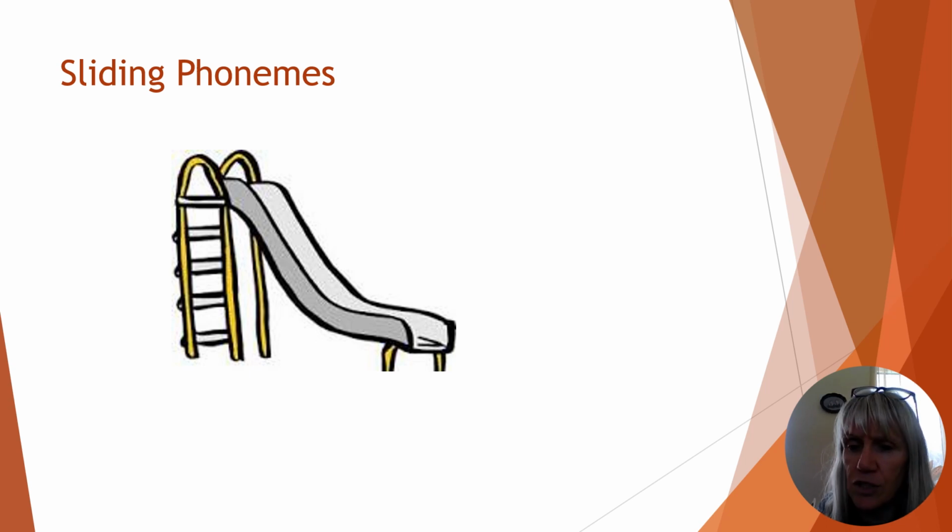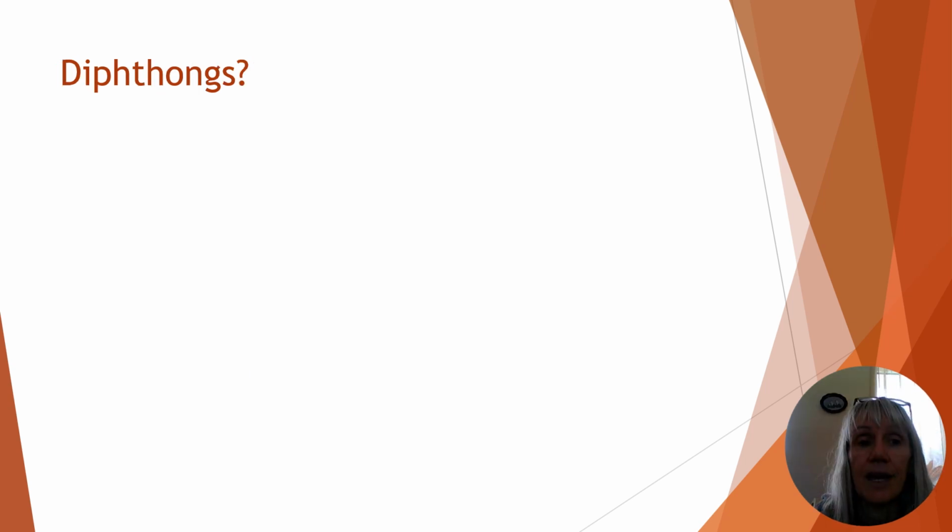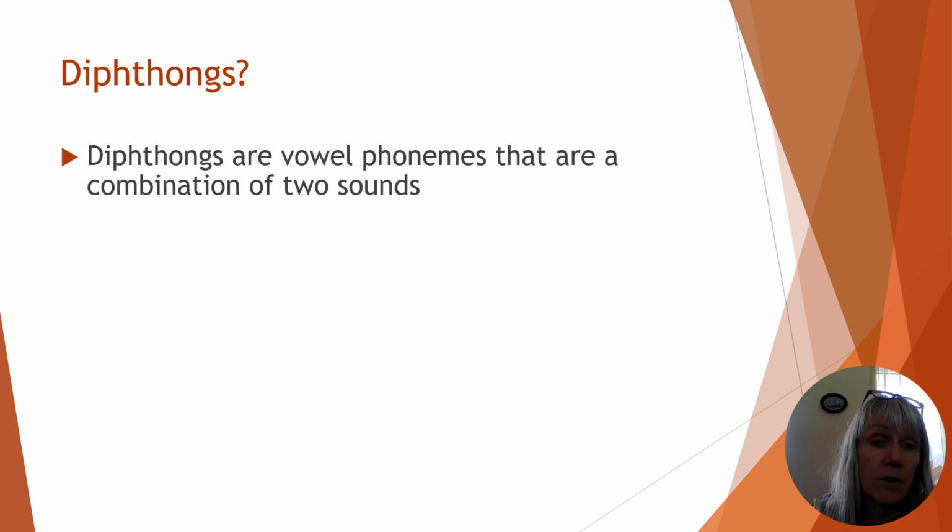It's very good to use that chart and have it handy to help you distinguish the sounds and to help you pronounce the sounds. We are going to move on now to something called sliding phonemes. Sliding phonemes are actually our diphthongs. Diphthongs are vowel phonemes that are a combination of two sounds.